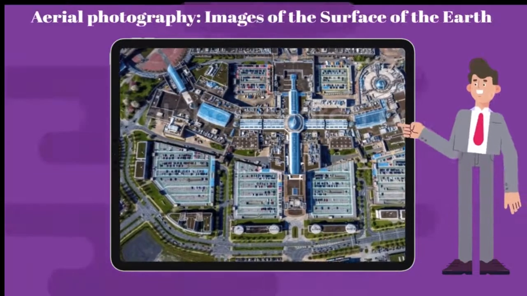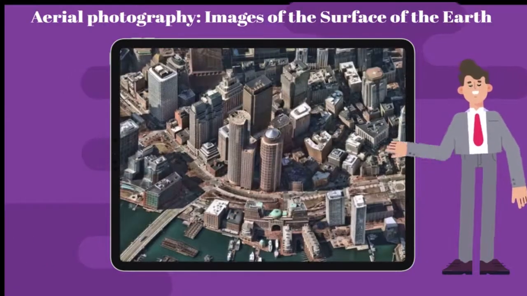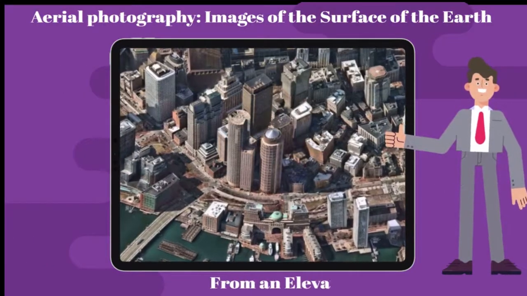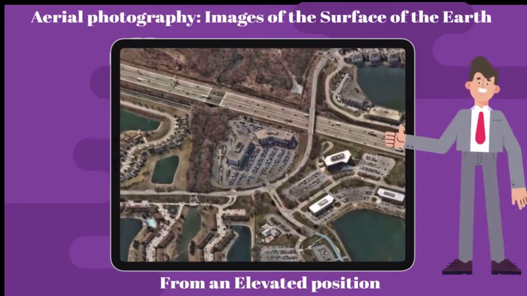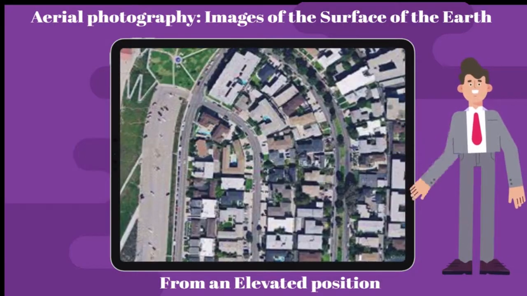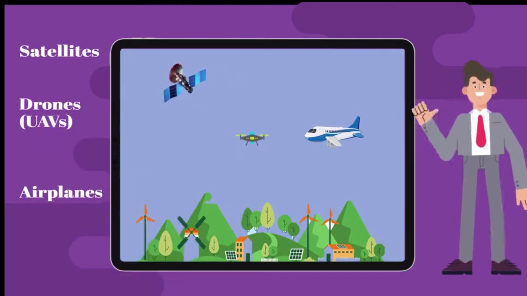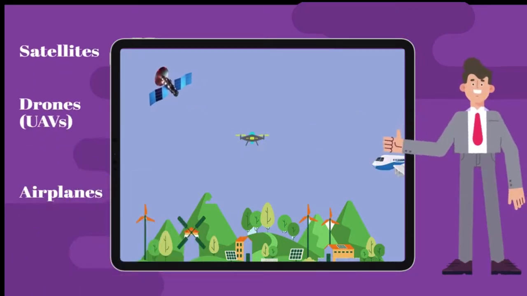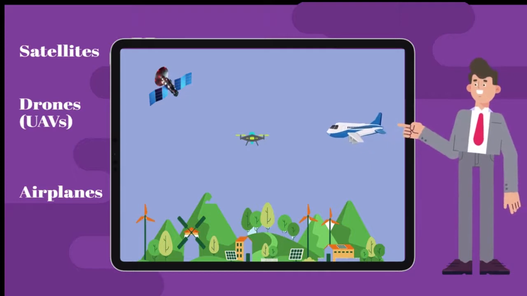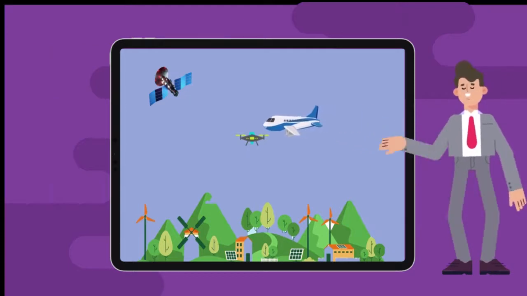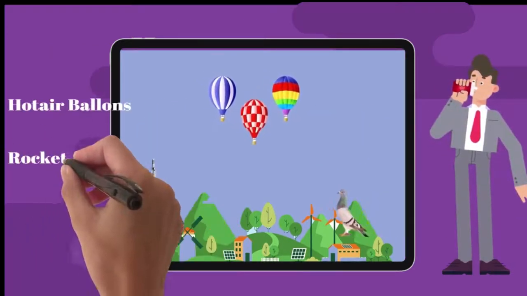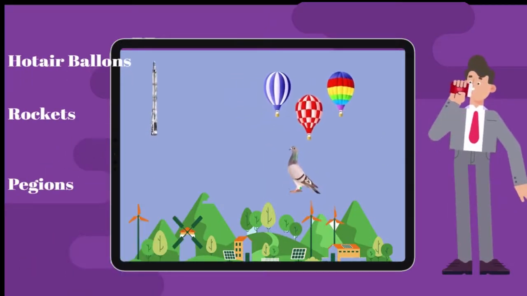Aerial imaging or aerial photography means taking images of the surface of the Earth from an elevated position. This can be done using different platforms, which include satellites, drones, airplanes, etc. However, this was not always the case. Before airplanes, satellites or drones were invented, people used other aerial photography platforms like balloons, rockets, and even pigeons.